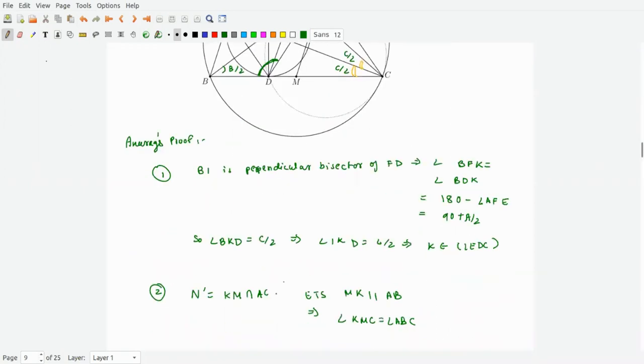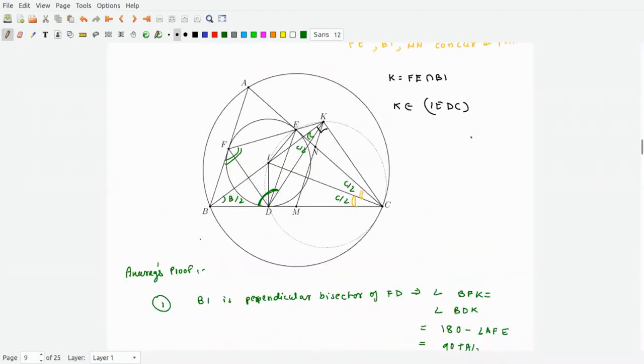Anybody who wants to finish this up? Or should I continue? Siddharth, would you like to finish it up? I don't know the finish. Maybe. Let me see. Let's try it then. I'll give you a hint. M is the midpoint of a right angle triangle. Yeah, we need BM equals MK equals MC.